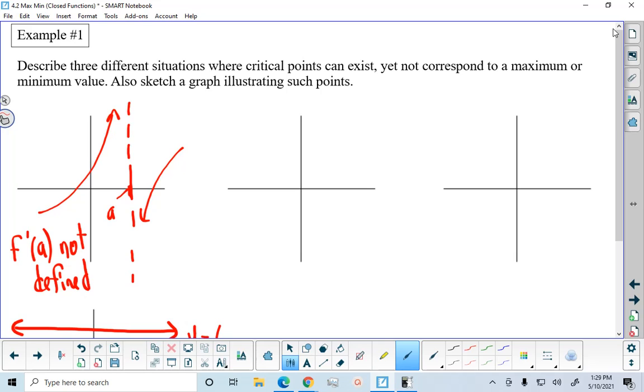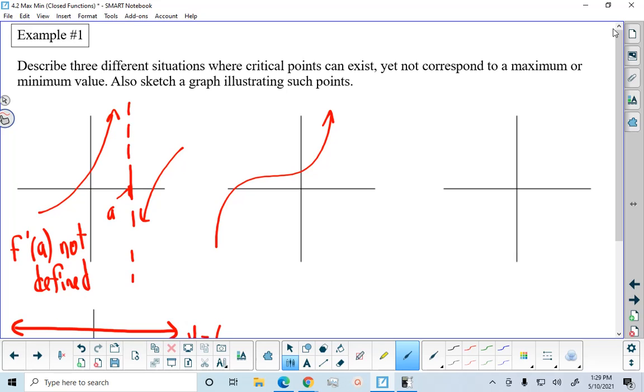Go ahead, Aaron. Could it be if it's like coming... I'm not sure what the graph, the function was actually, but what if it's coming in from the bottom and then kind of evens out into like a horizontal line and then goes back up? Does that work? Absolutely. And that would be an example of an inflection point.